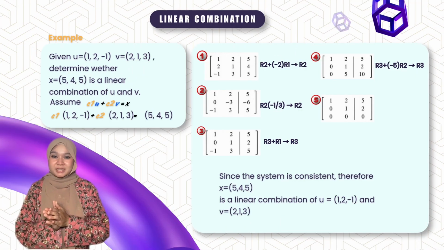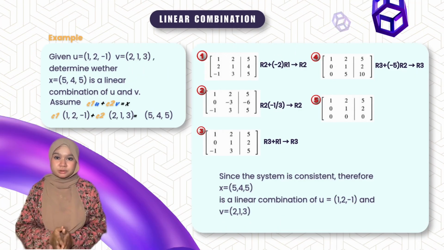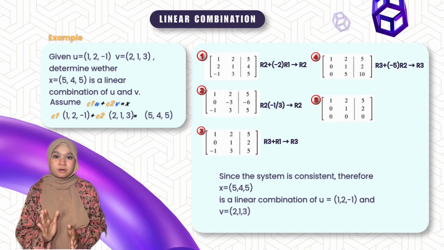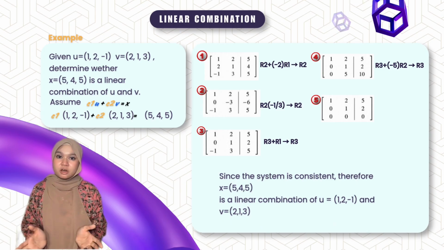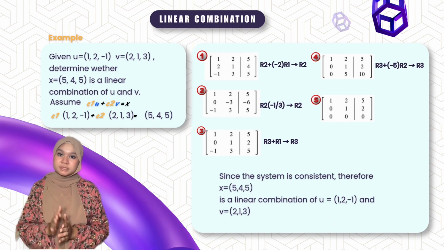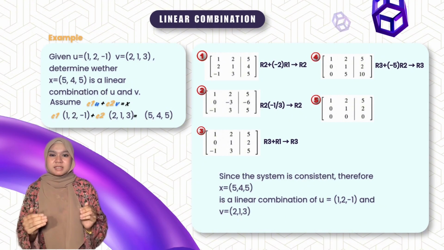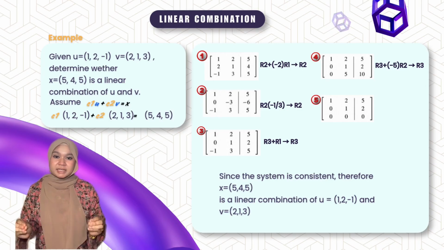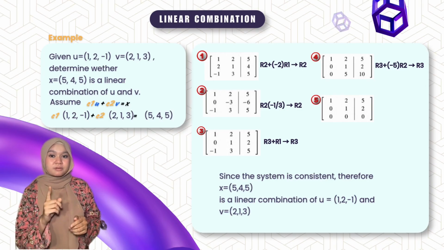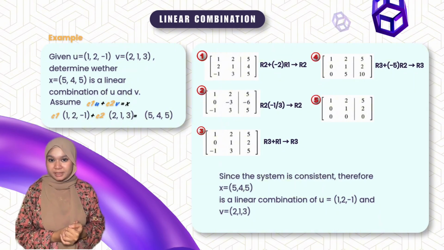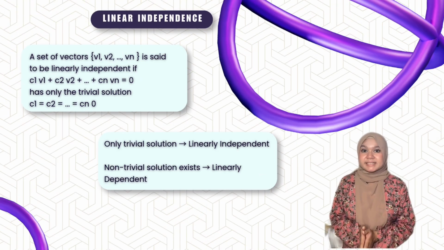For this example, we are given two vectors u and v, and we want to determine whether x equals 5, 4, 5 is a linear combination of u and v. We assume C1u plus C2v equals x, and then we use the matrix method to solve the system. Since the system is consistent, we conclude that x equals 5, 4, 5 is a linear combination of u and v. Next is linear independence.